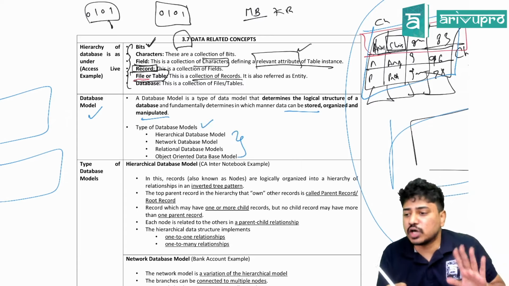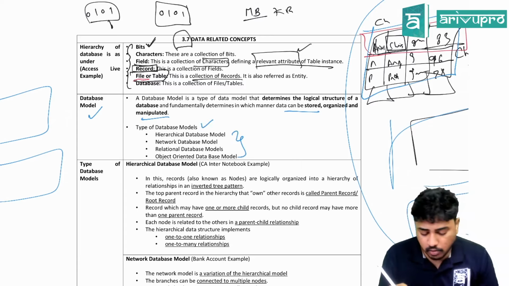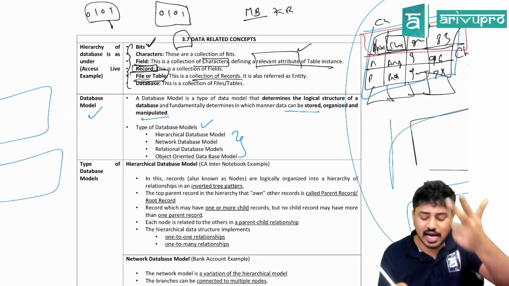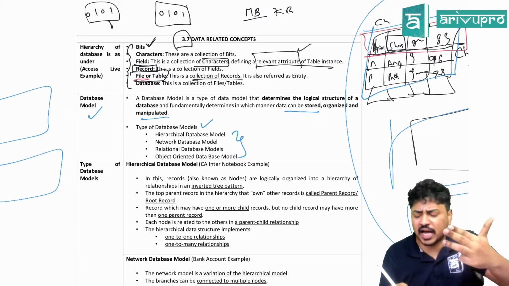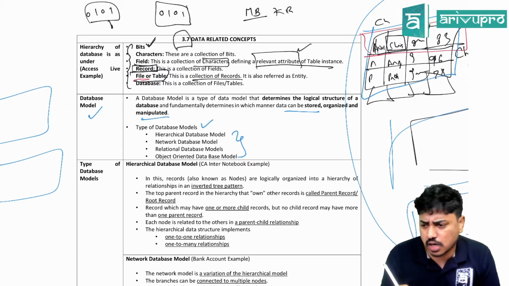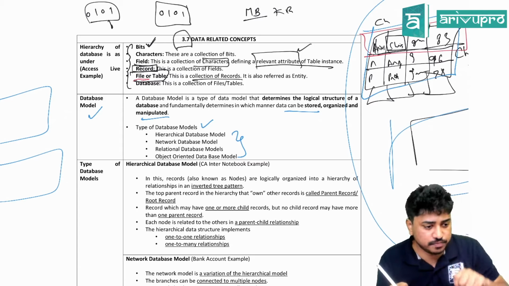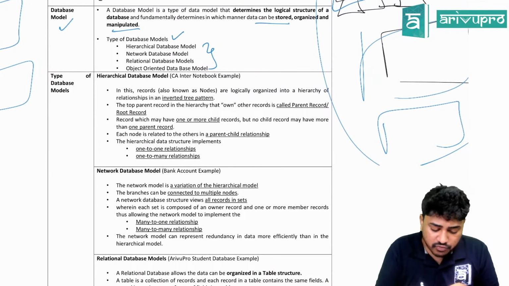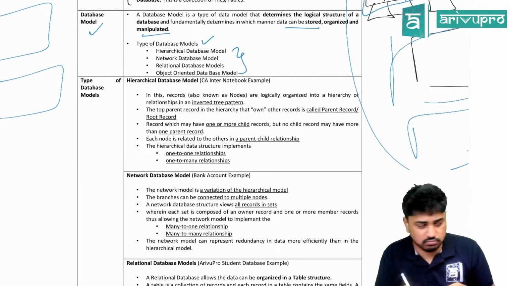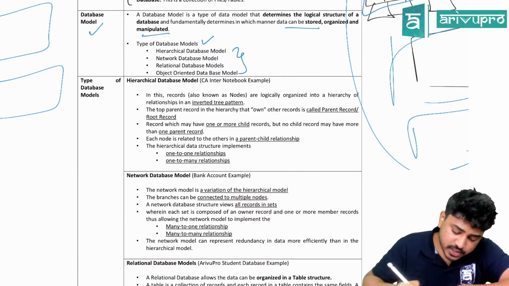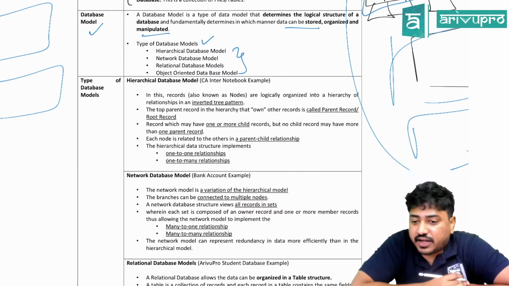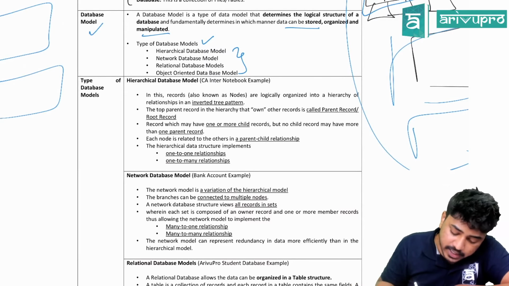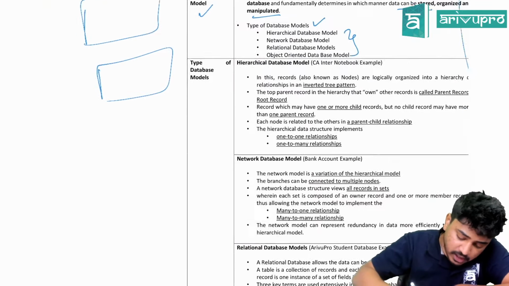There are 4 types of database model. What are they? Hierarchical database model, network database model, relational database model, and object-oriented database model. These are the 4 types. Are we clear? Done. Now, we'll see them one by one. What it is. First one is the hierarchical database model. Listen here very carefully.